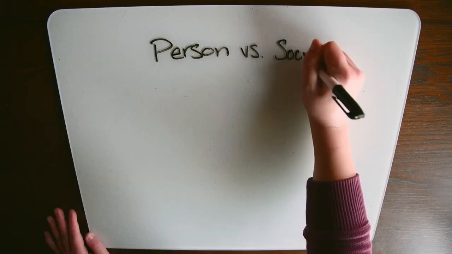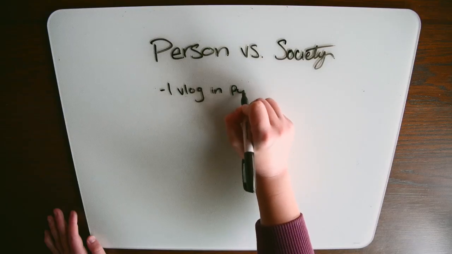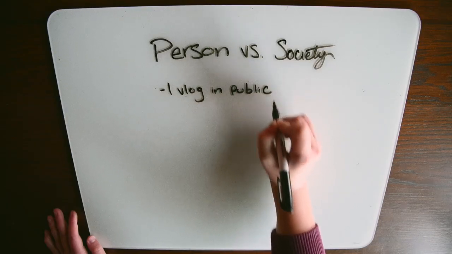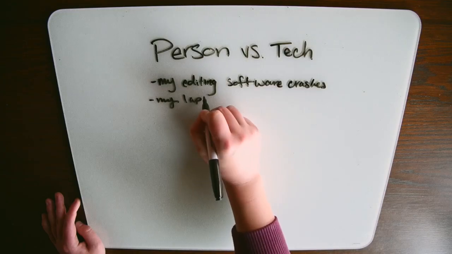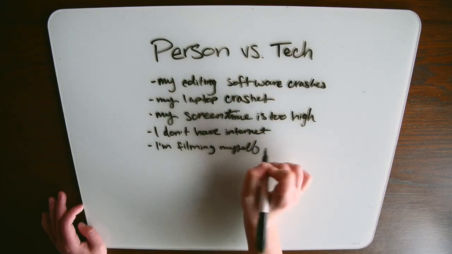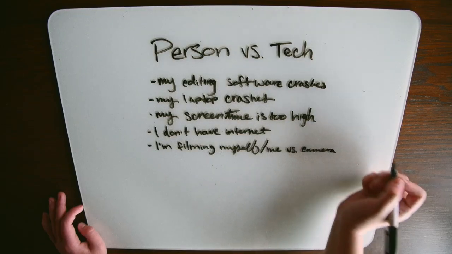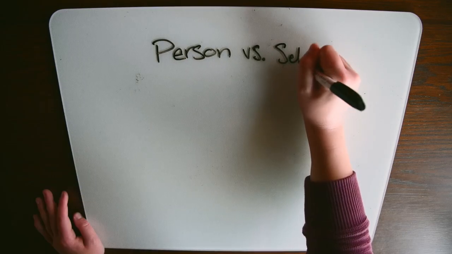The third is person versus society. The only way I can think of that I could use this is if I did something like vlogging in public, breaking some sort of social construct. The fourth is person versus technology. I don't really know how I'd use this, but maybe my editing software crashing or not having internet. The fifth is person versus supernatural. This is another one that just doesn't work for me.